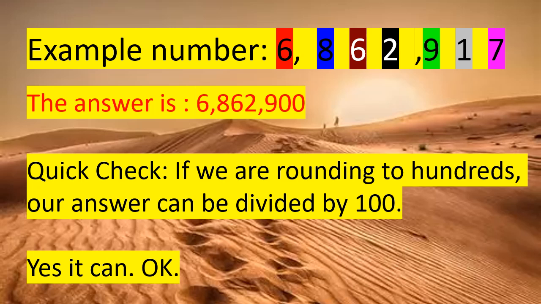So again, a quick check. If we are rounding to hundreds, our answer must be able to be divided by 100. And yes, it can. So our answer is 6,862,900. You can divide that by 100, so we're okay.